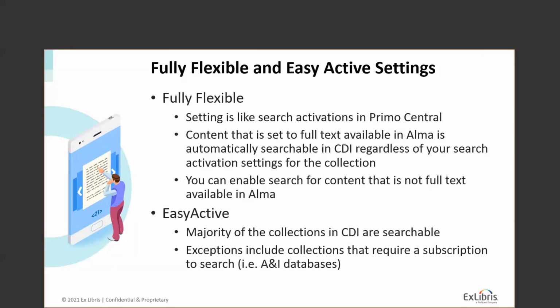For the easy active model, everything that can be activated by default is activated by default. So what I mean by that is when you search in the expanded search on an easy active environment, everything that does not require a subscription is searchable in the expanded search. That does not mean, of course, that everything is flagged as available online. For both models, that still requires your activation in Alma. But this marks everything as available for search in the back end.